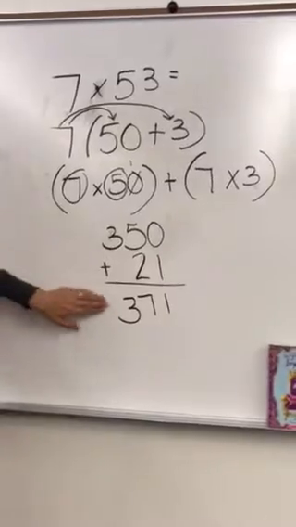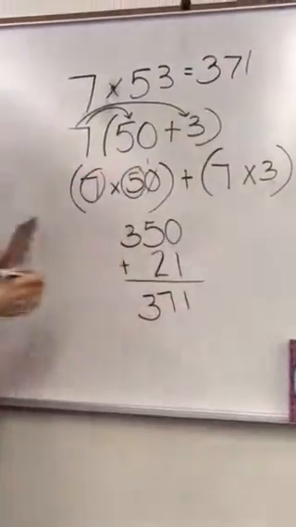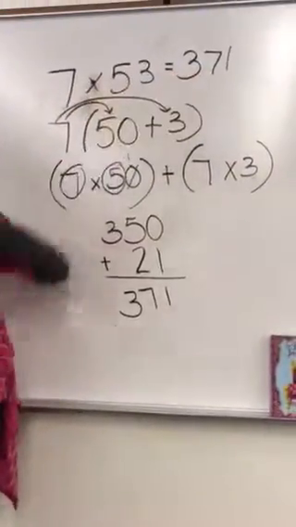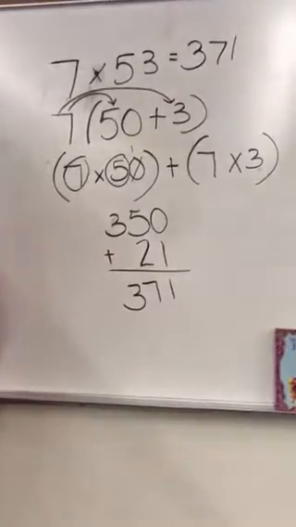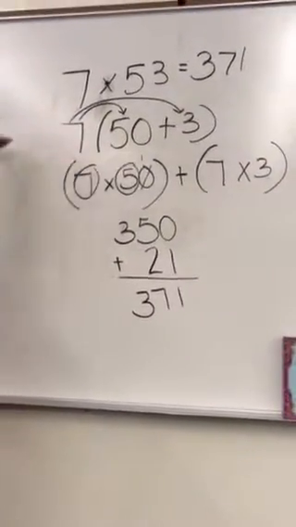And then remember, you've got to take your answer, put it back up here so that I know you realize that 7 times 53 equals 371. This is very similar to the expanded method, but instead of going like this way, the equation goes this way.